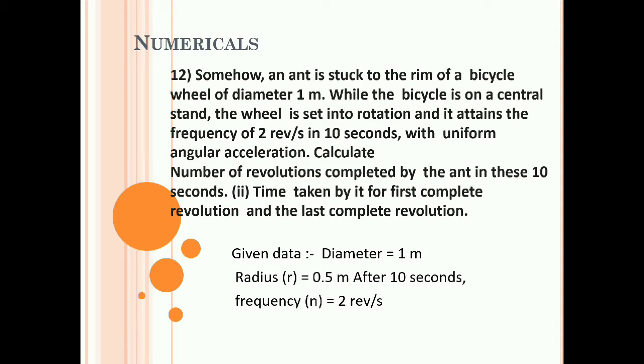What is given here? The ant is stuck to the rim of the bicycle wheel, which has a diameter of 1 meter, so the radius will be 0.5 meter. The time interval is 10 seconds. The frequency attained in 10 seconds is 2 revolutions per second. So frequency n is 2 revolutions per second, diameter is 1 meter, radius r is 0.5 meter, and n equals 2 revolutions per second.